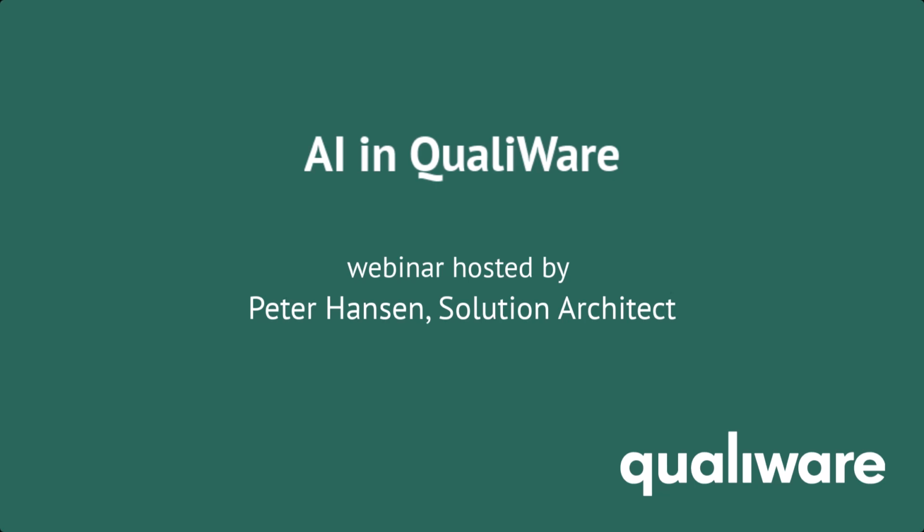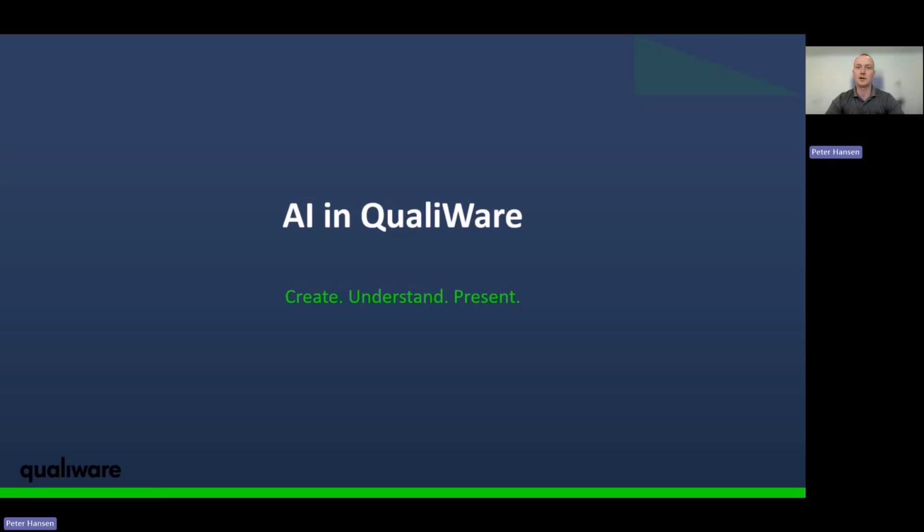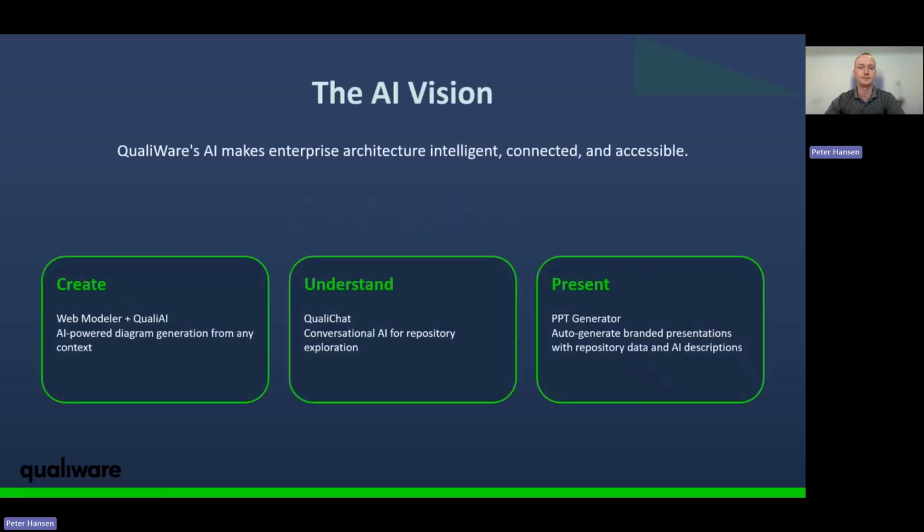So today I will talk a little bit about AI in QualiWare. Today is just a fast overview so you can see what we have and not so much about how to use it, but just to give you some ideas and some inspiration. All right, so let's dig into it. We have three topics: create, understand, and present.